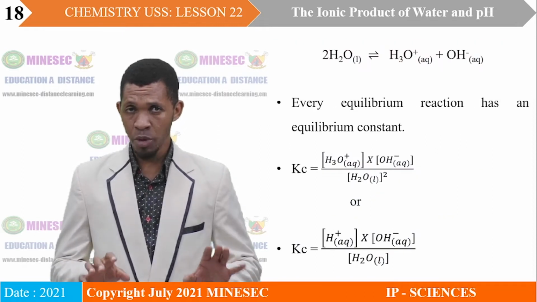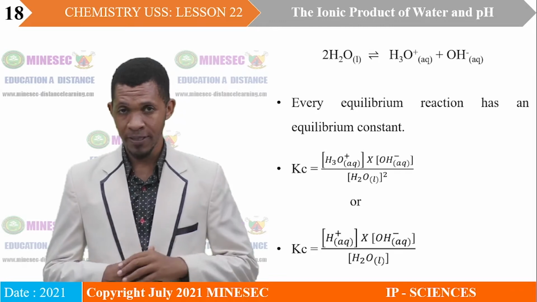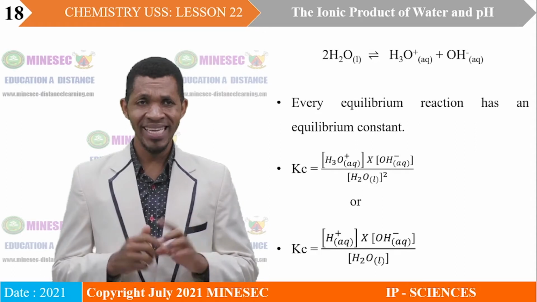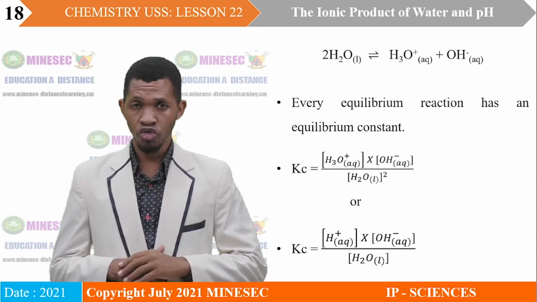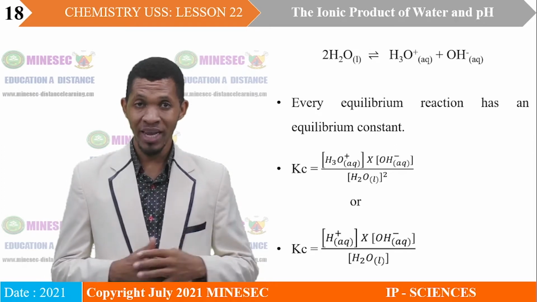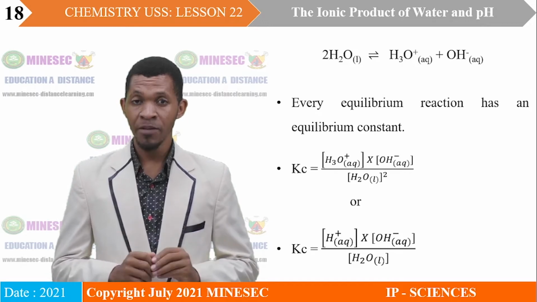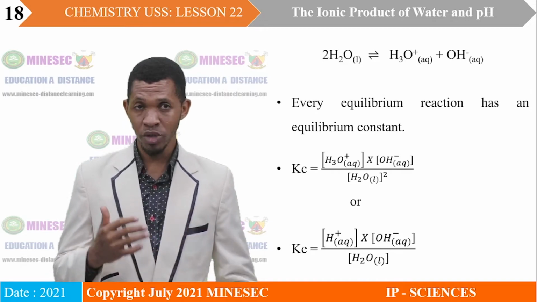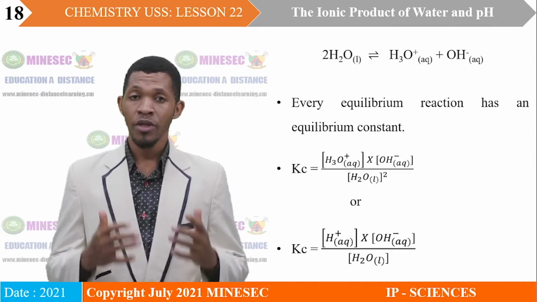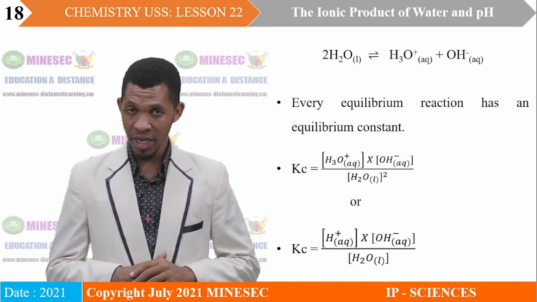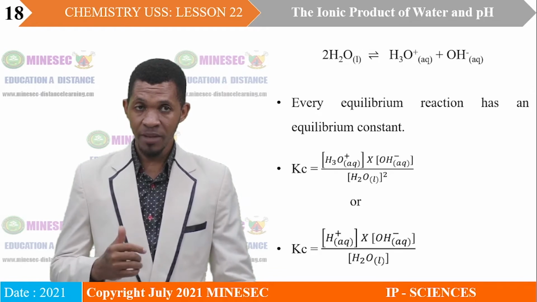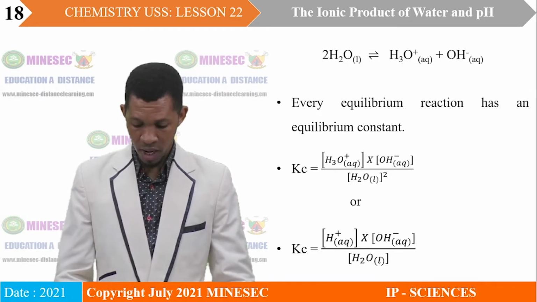Now, every equilibrium reaction has an equilibrium constant. Based on the equilibrium law, the equilibrium constant Kc will be equal to the molar concentration of hydroxonium ion at equilibrium times the molar concentration of hydroxide ions at equilibrium, divided by the molar concentration of water raised to the power 2. Or it can be the equilibrium constant Kc is equal to the molar concentration of hydrogen ions at equilibrium times the molar concentration of hydroxide ions at equilibrium divided by the molar concentration of water raised to the power 2.